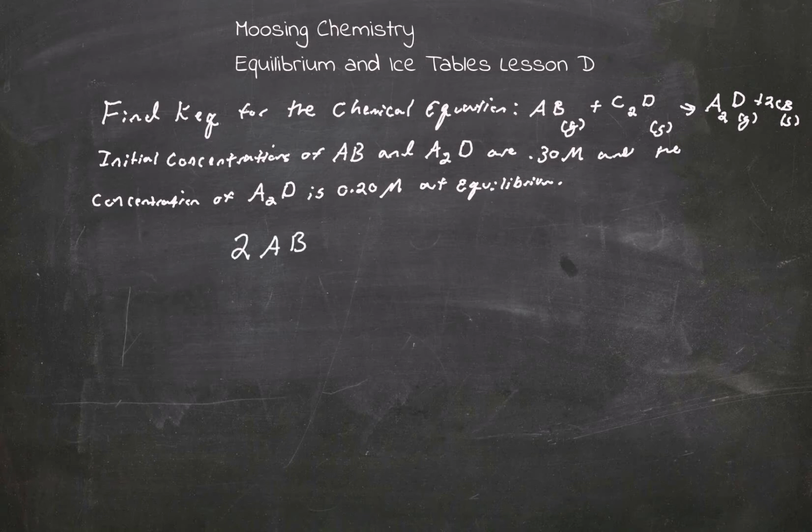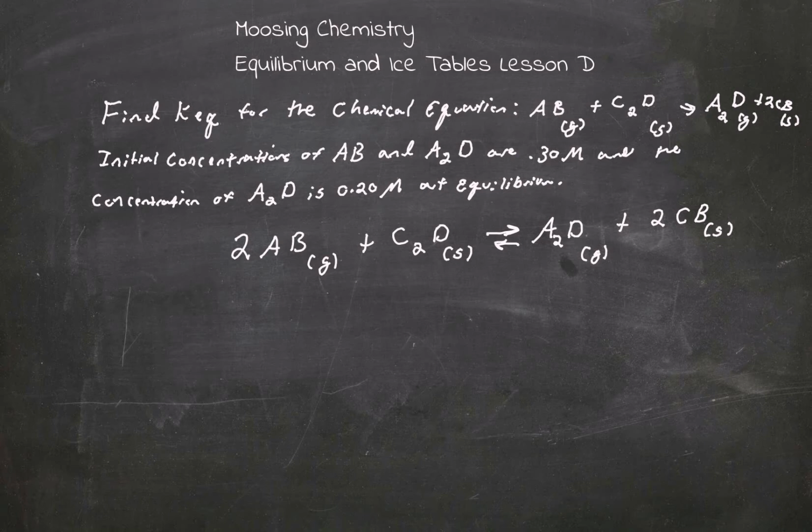2AB gas plus C2D solid has a reversible reaction, which will give me A2D gas plus 2CB solid. Okay.